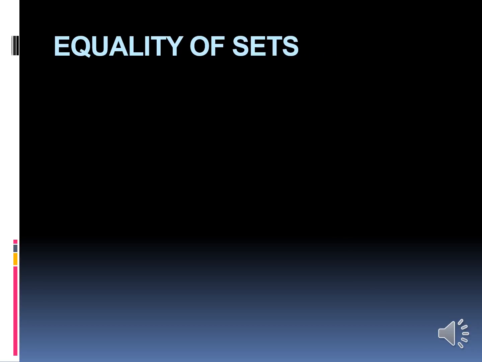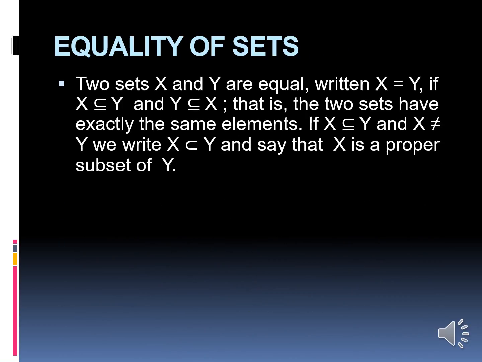Let's proceed with the equality of sets. Two sets, x and y, are equal, written x is equal to y, if x is a subset of y and y is a subset of x, that is, the two sets have exactly the same elements. If x is a subset of y and x is not equal to y, we write x is a proper subset of y and say that x is a proper subset of y.